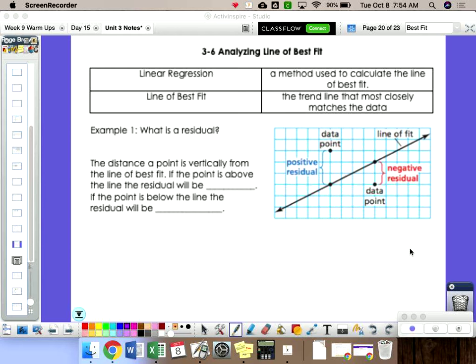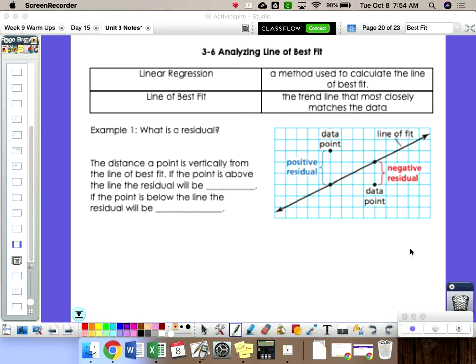This is a method used on your calculator to find the line of best fit. Then we're also going to talk about line of best fit. That is the trend line that most closely matches your data. So we talked about drawing that line of best fit that goes through as many points as we possibly can.